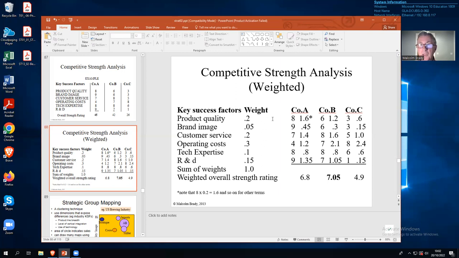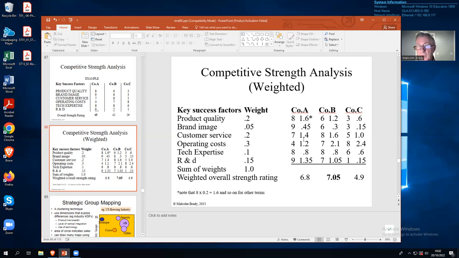So 8 times 0.2 is 1.6. So that gives us a weighted score of 1.6. Similarly, 6 times 0.2 is 1.2, and that's our weighted score. And for company C, 3 times 0.2 is 0.6, the weighted score. So we now have a new set of scores.